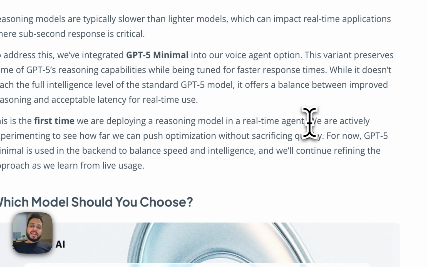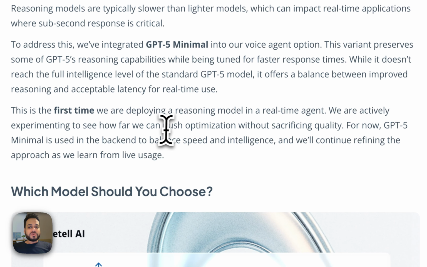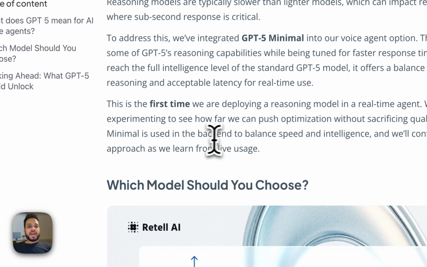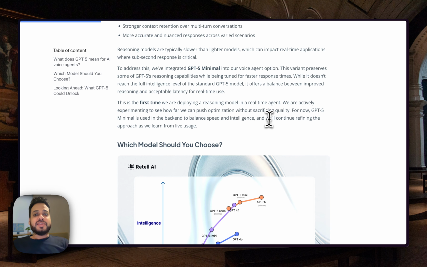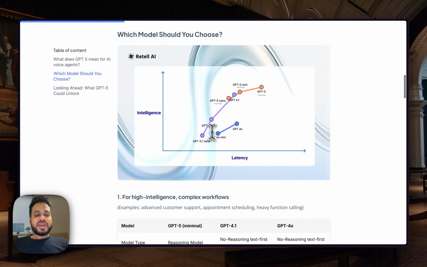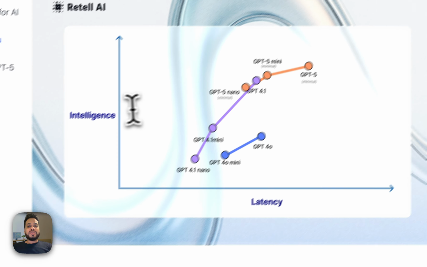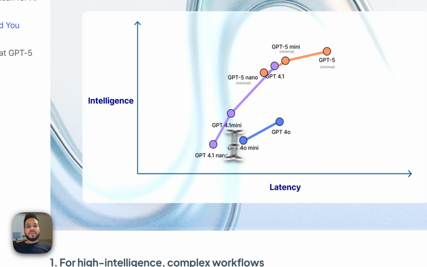And like here, Retell is also experimenting how far they can push the optimization without sacrificing quality, right? So for now, GPT-5 minimal is used in the backend to balance speed and intelligence, and they'll continue refining the approach as they learn from live usage, right? And this right here is the graph that makes everything clear. So even though GPT-5 or Mini or Nano are high up on the intelligence level, they're also on the right hand side of the latency axis, which is kind of concerning if you are dealing with voice AI agents.